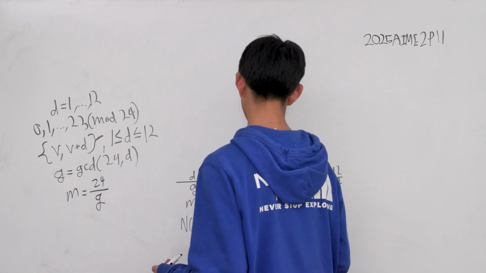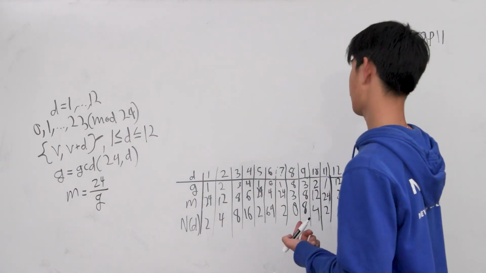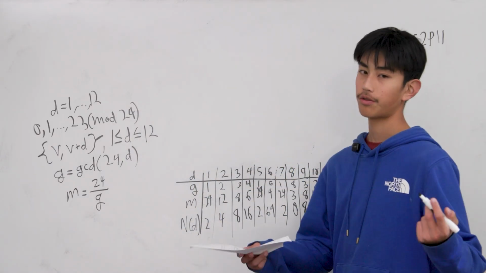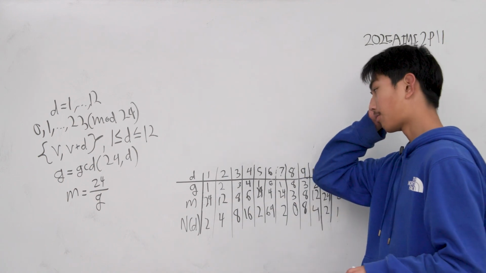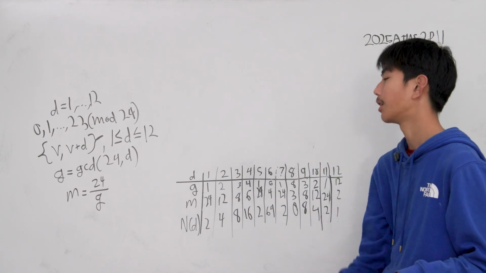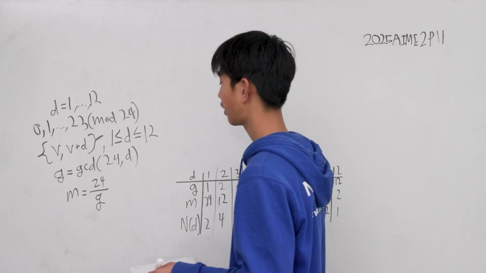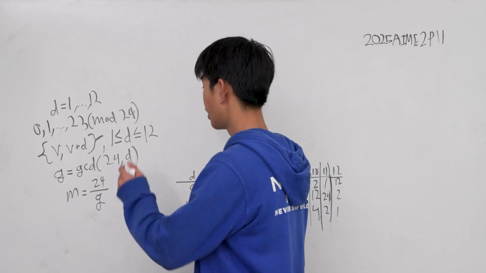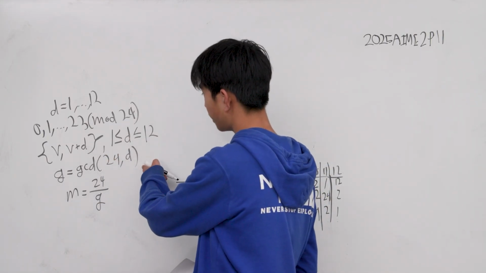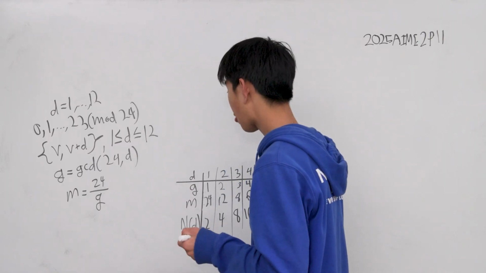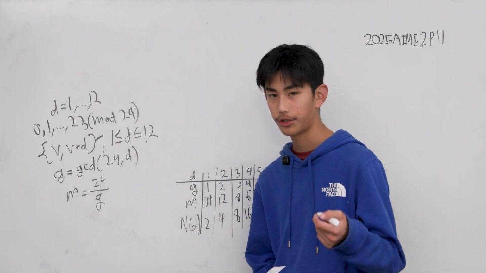The reason I had this setup is because I don't want to solve it during the problem, since it is going to be really redundant. But once we've clarified that M is 24 over G, and G is the GCD of 24 and D, with D from 1 to 12, we can start solving.